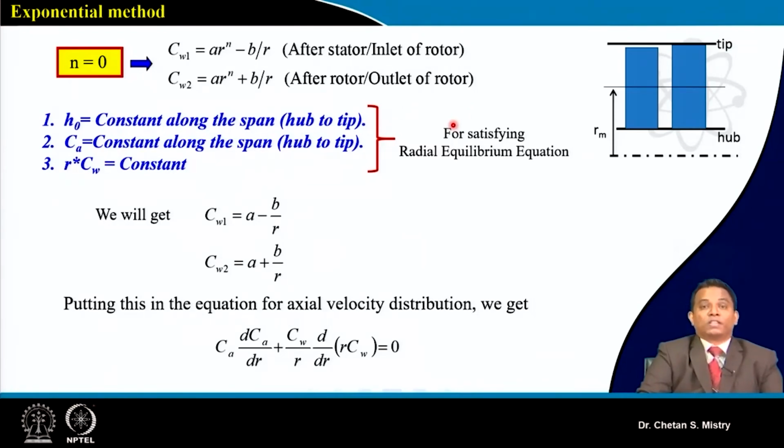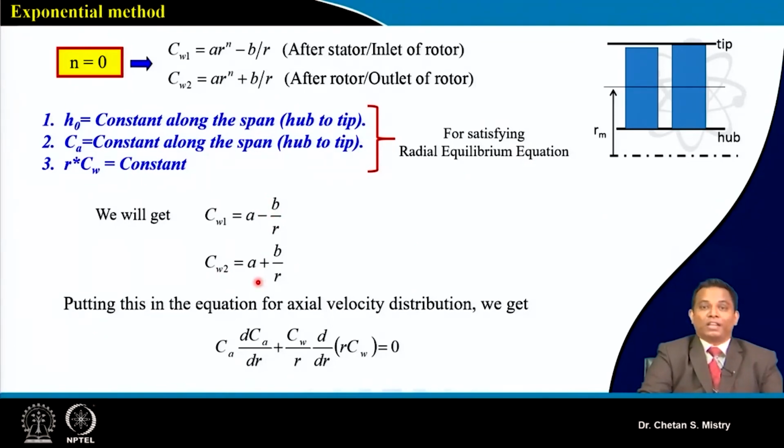If you recall, I was discussing that if we know two of the parameters, then it will be possible for us to calculate the third parameter. That is also one of the ways to use our radial equilibrium equation. So here in this case, we are assuming our whirl component varies in a certain proportion, by this equation. If that is your case, and I put n equal to 0, my CW1 and CW2 I can write down as A minus B by R and A plus B by R.